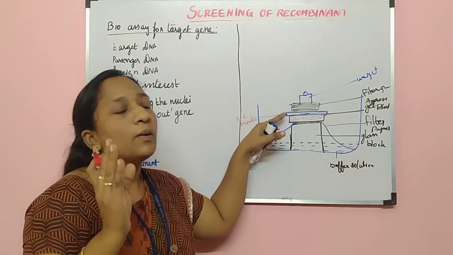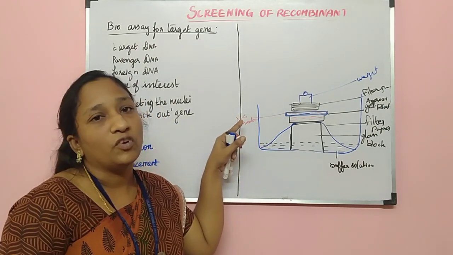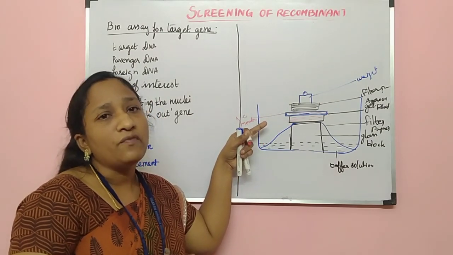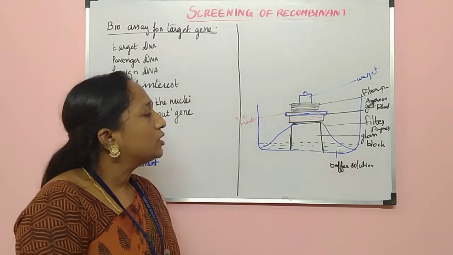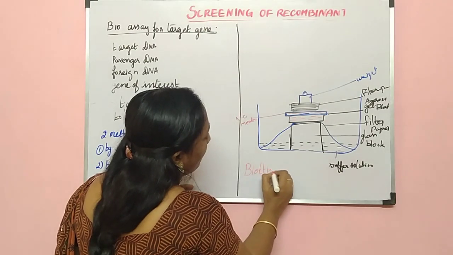Now this paper can be preserved, and for further verification, we can keep it permanently for our security. Okay, so this is called what? Blotting technique. This is called the blotting technique.